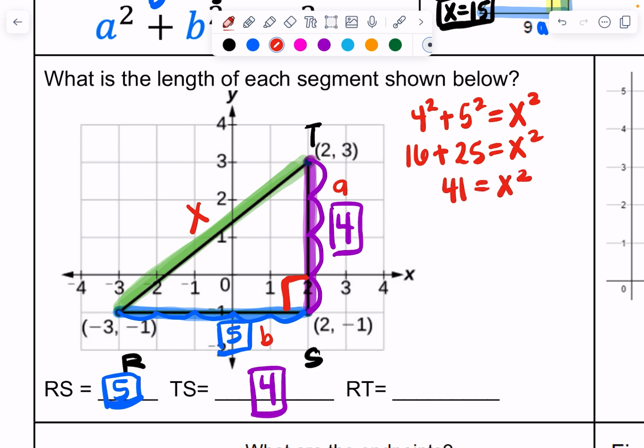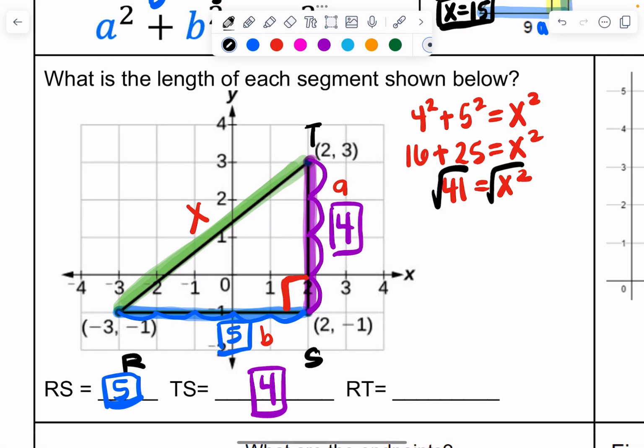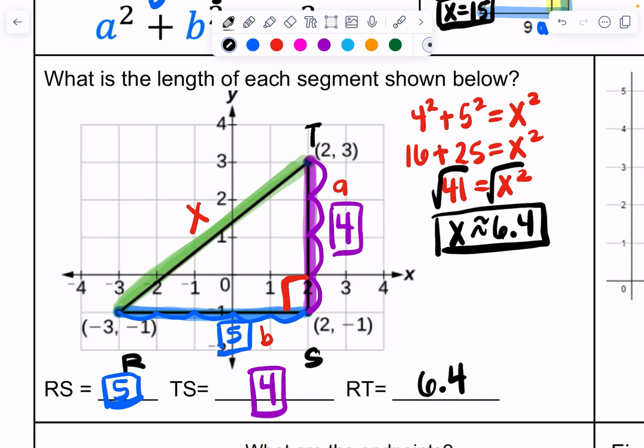So we have 41 equals x squared, and then again, to get x by itself, the opposite of squaring something is to take the square root. So we're going to take the square root of 41, and that's going to give us a decimal. We're going to round it to the nearest tenth, so x is going to be approximately 6.4. Now you just need to double check, does 6.4 make sense in terms of this situation? Is the hypotenuse from R to T the largest side? Is it greater than RS, which has a length of 5, and is it greater than TS, which has a length of 4? And that answer is yes, so 6.4. And we'll just go ahead and change that equal sign to a little approximated sign because that is not an exact answer.